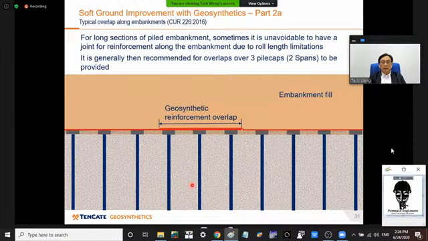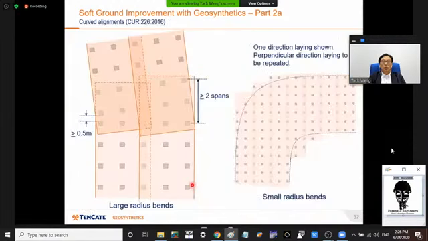And the Dutch code also provided some recommendations for how to treat a curving embankment. And there are two examples. One is a large radius, and another one is a small radius. What you can see here are the pile caps and the roll being laid out.